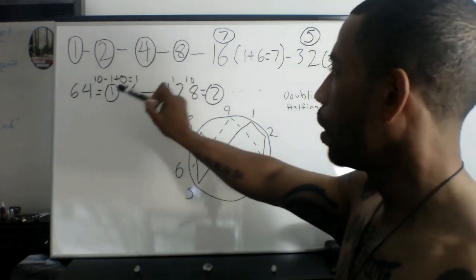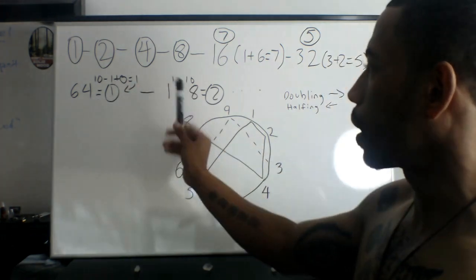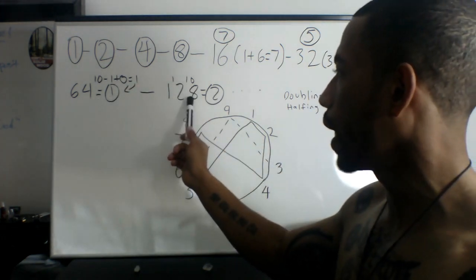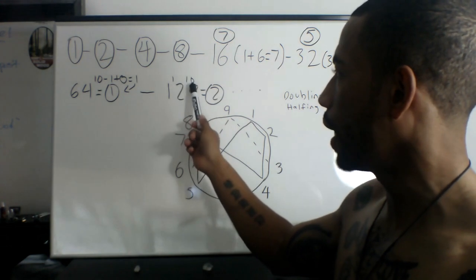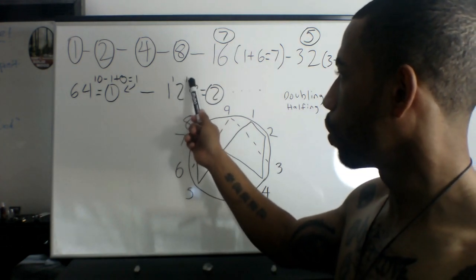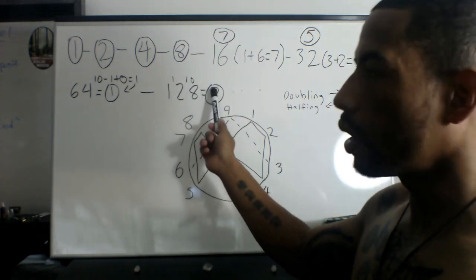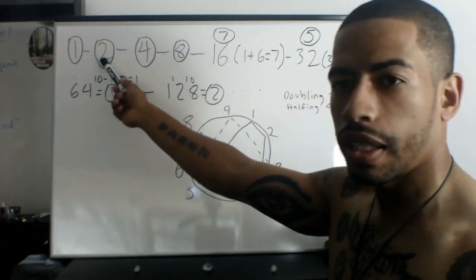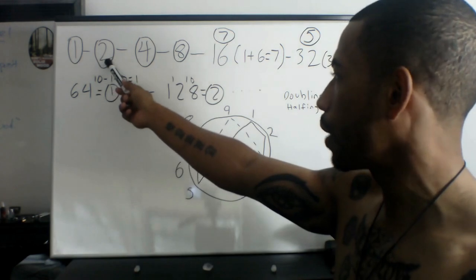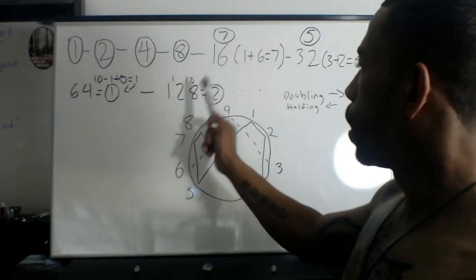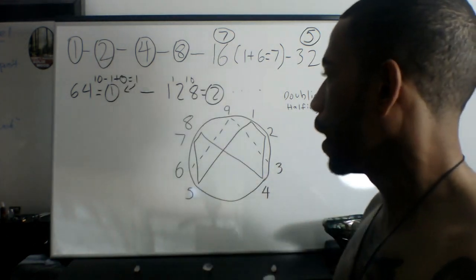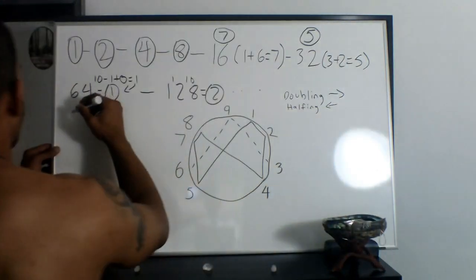Let's continue. So the 64 doubles again to 128. 8 plus 2 is 10. 1 plus 0 is 1. Oh, there's another 1. 1 plus 1 is 2. Oh, look, another 2. Funny. That's the next thing in the pattern. Okay, you don't think that's real? 128 plus 128 is, I don't know.